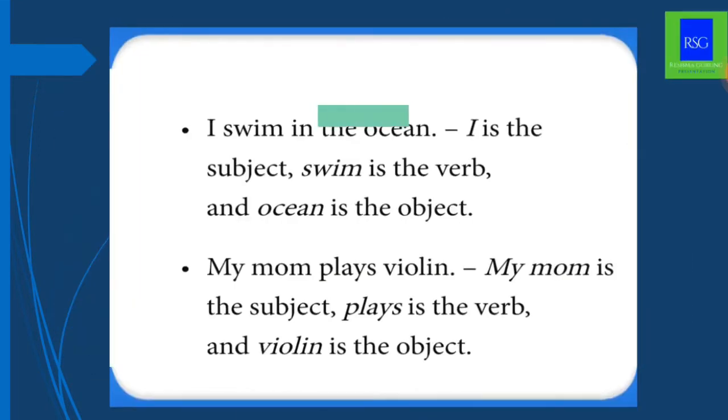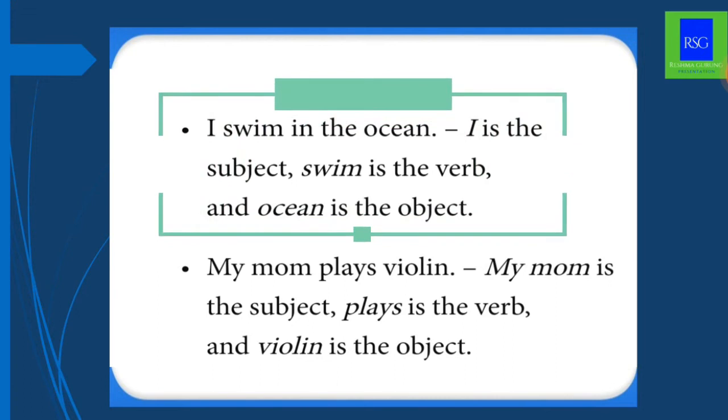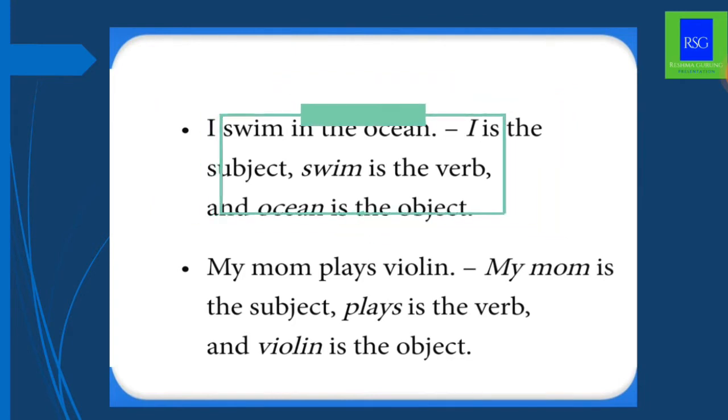You can see the first example there. The first example is: I swim in the ocean. Now, in this sentence, I is the subject, swim is the verb, and the ocean is the object. So here we are just trying to identify what is a subject, what is a verb, and what is an object in a sentence.